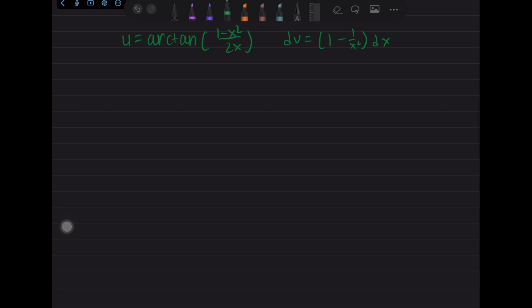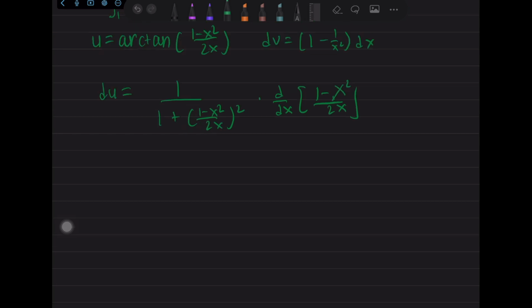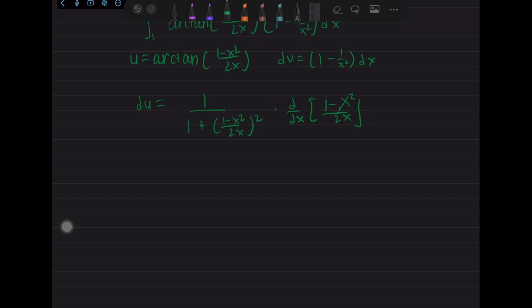That seems to be a pretty long thing. So let's move down here. du will have 1 over 1 plus everything inside squared, right, times the derivative, because we need to use the chain rule. And since we use the chain rule, we'll take the derivative, and here we go. And that's a very bad 2. Let's rewrite that 2.